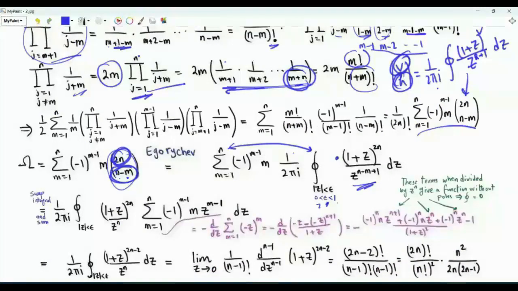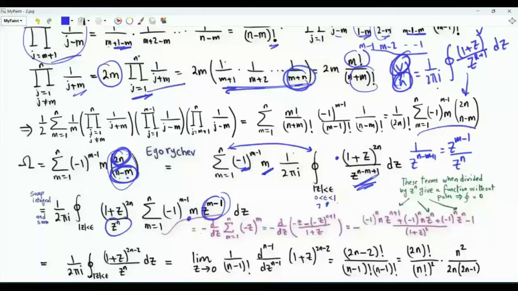Swapping the order of sum and integral, we are summing m from 1 to n, minus 1 to the power m minus 1, times m, times z to the power m minus 1. Obtained from this guy here, because 1 over z to the n minus m plus 1 is z to the m minus 1 divided by z to the power n.